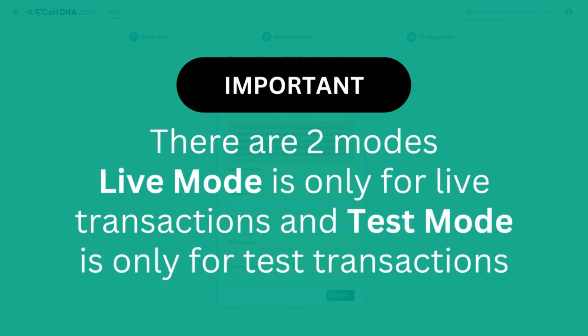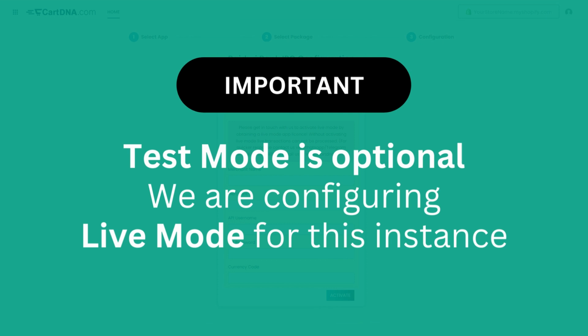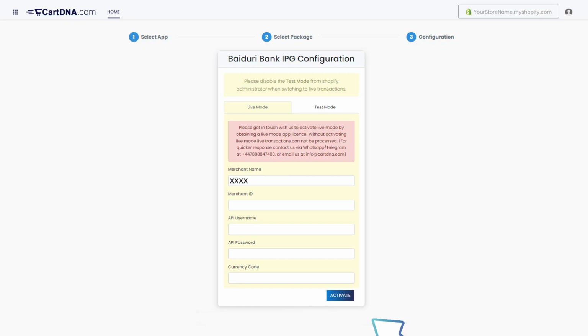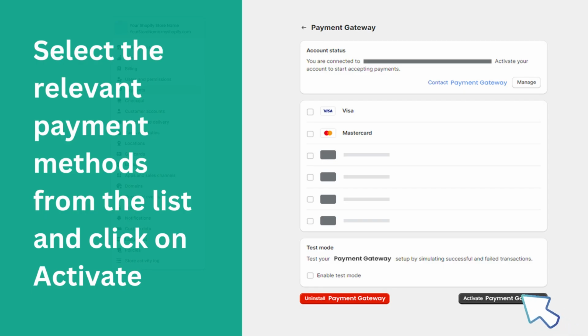Important: there are two modes. Live mode is only for live transactions and test mode is only for test transactions. Test mode is optional. We are configuring live mode for this instance. Enter the credentials that you extracted from your Baiduri Bank payment account and click on Activate.